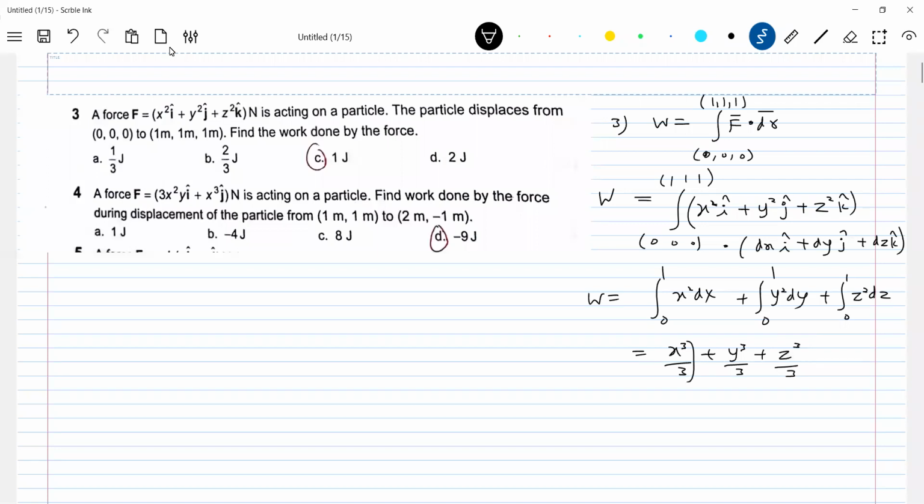Now what are the limits? Limits are 0 to 1, 0 to 1, 0 to 1. So this should be 1 by 3. Lower limit is 0, no? 1 by 3. So everything will be 1 joule.